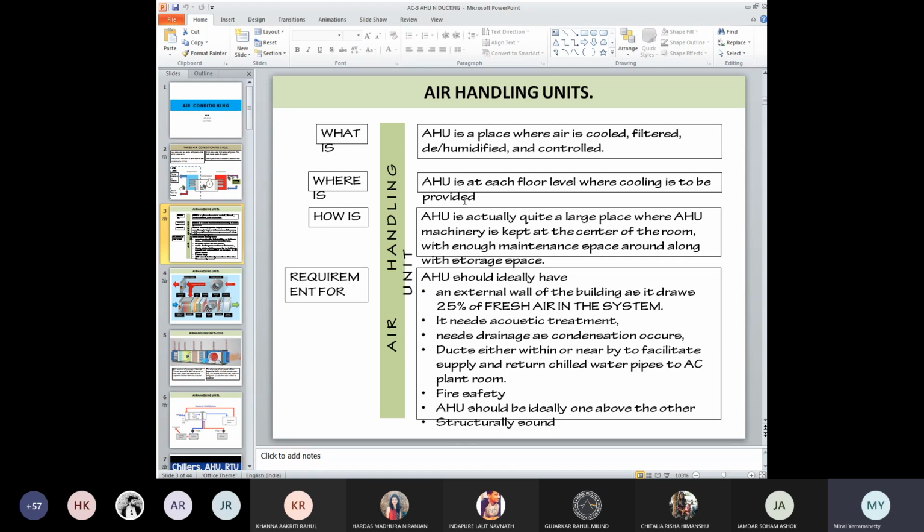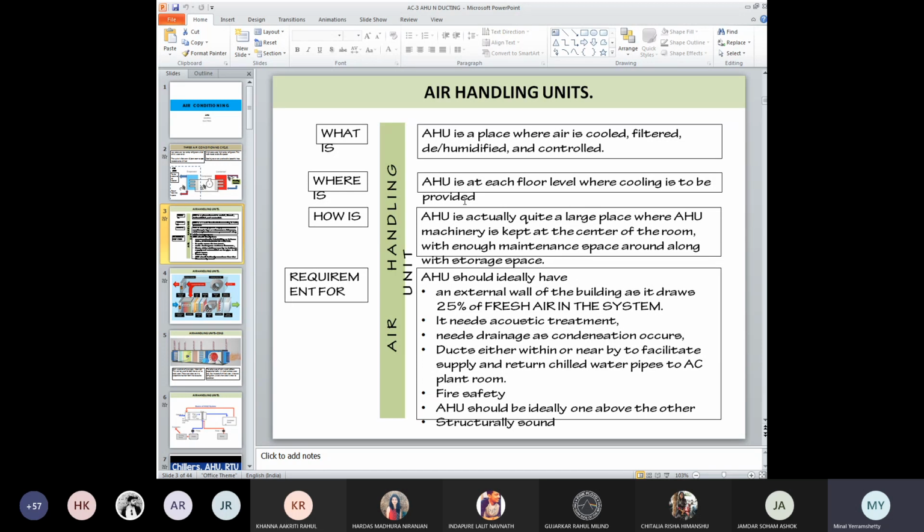Okay, architecturally you can take care of that. So that will happen at each floor. How is the air handling unit done? It is basically a quite large place where AHU machinery is kept at the center of the room with enough maintenance space around, along with the storage space.